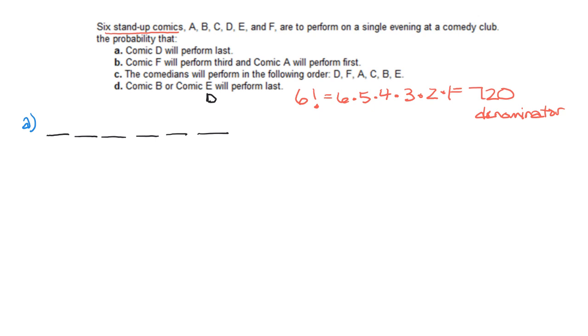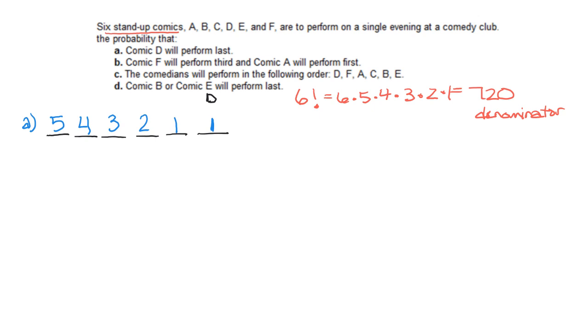All right? So if comedian D is going to perform last, there's only one way to choose comic D, and that'll be placing a 1 right here. If comic D for certainty is going to perform last, and there's 6 comics, that leaves me only 5 people to choose from to perform first. This is my first performer. Next, to perform second would be only 4 people to choose from, and then we just keep decreasing from there. 3 people to choose from, 2 available to choose from to perform fourth, and lastly, there would be 1.